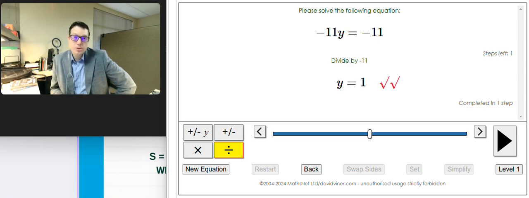Hi everyone, this is a resource that's called Equation Buster. It came to me from the NCTM comment threads. I'd like to give you a tutorial on how to use it.